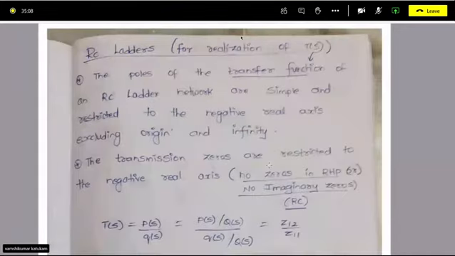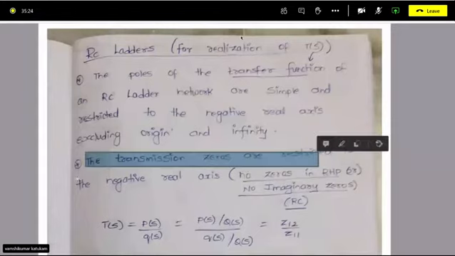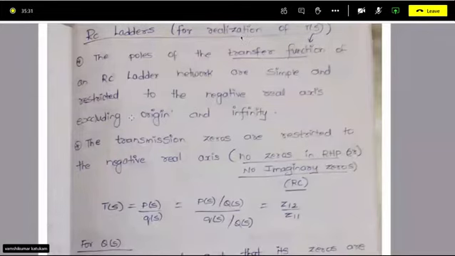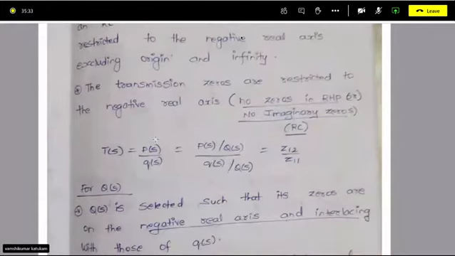So no zeros in the RHP, the right half of the S plane, and no imaginary zeros. Only the transmission zeros are restricted to the negative real axis. So overall, you can summarize that for an RC ladder, poles and zeros should be in the left half of the S plane, but there should not be a pole at the origin and infinity. That's it. So that is about your RC ladder.